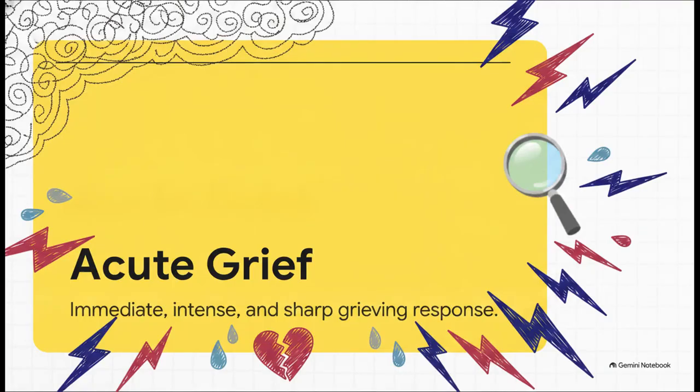Now, on the flip side, if that grieving response is immediate, intense, and really sharp, we classify that as acute grief. When you think of acute grief, picture that highly visible, deeply visceral reaction right after a loss actually happens.